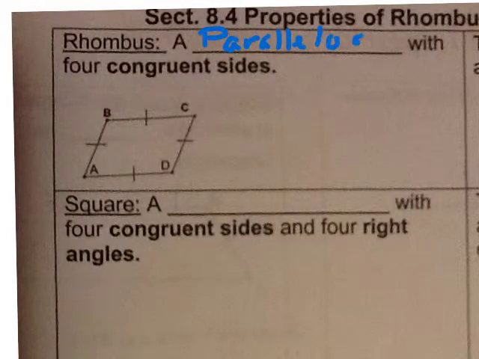Parallelogram. Okay, that's it. We just need to have opposite parallel sides, and they need to be congruent. All four of them, and we have a rhombus.